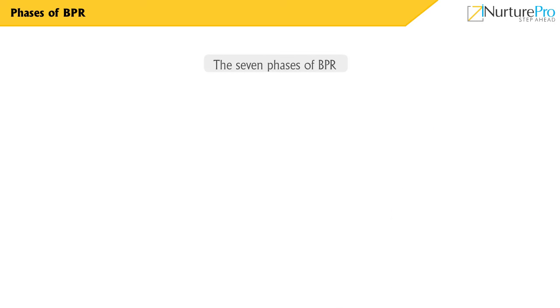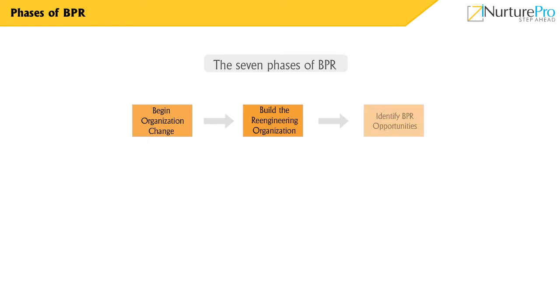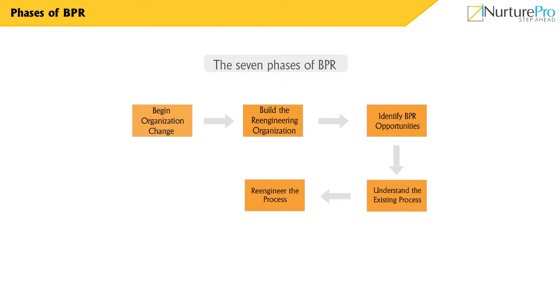There are 7 phases for implementation of BPR. They are: begin organization change, build the re-engineering organization, identify BPR opportunities, understand the existing process, re-engineer the process, blueprint the new business system, and perform the transformation. Let's understand each phase in detail.